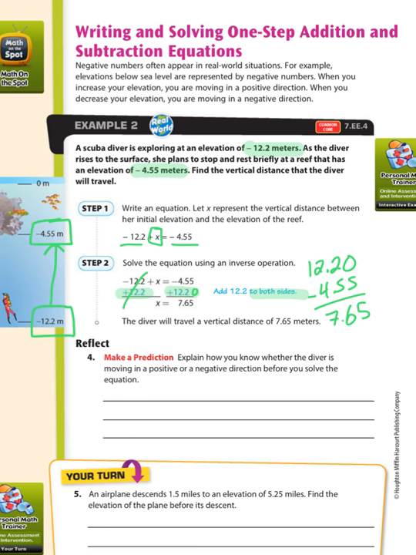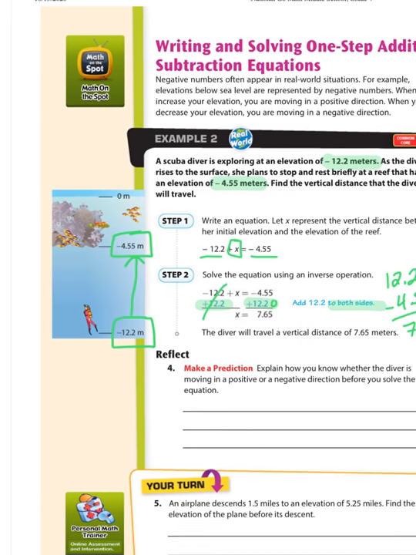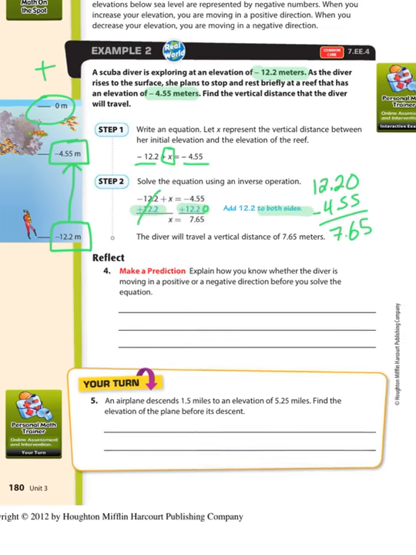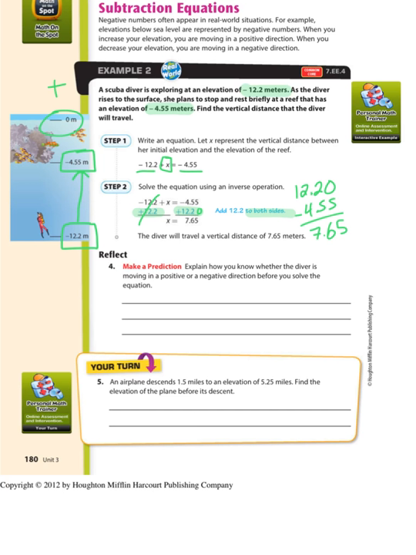All right, let's reflect on this a little bit. How do we know that the diver is moving in a positive or negative direction? Well, if we look at our picture, both of those numbers are negative. I know 0's up here. That means the positives are way up here. So the diver is moving up, the diver is moving towards the positives. So the diver is moving in a positive direction.